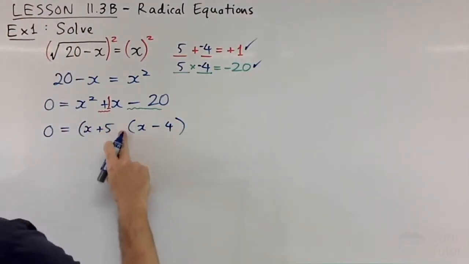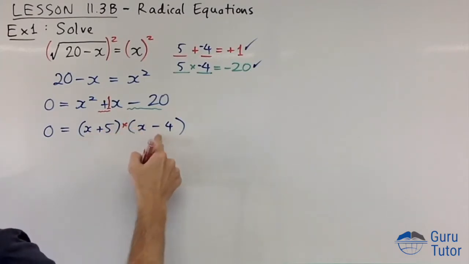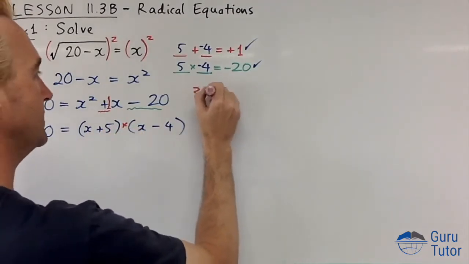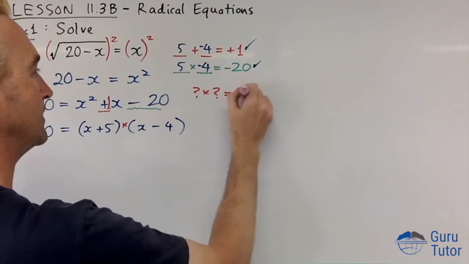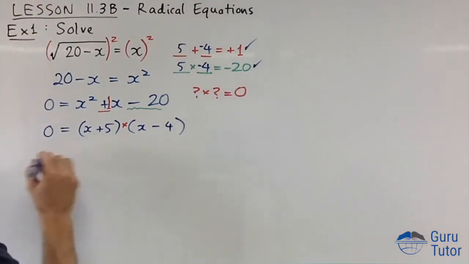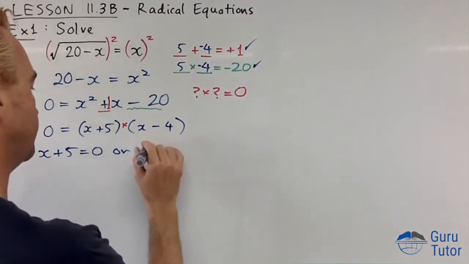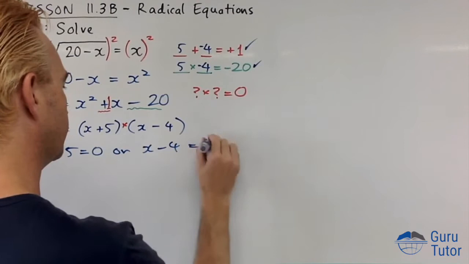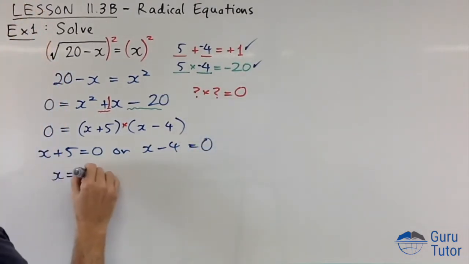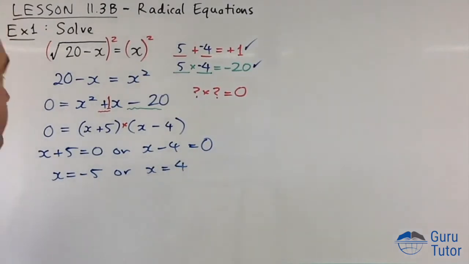Now we use our zero product property, okay? We've got something times something equaling 0, which means this must be 0 or this must be 0. So this must be 0 or this must be 0. Giving x equals negative 5 or x equals plus 4.